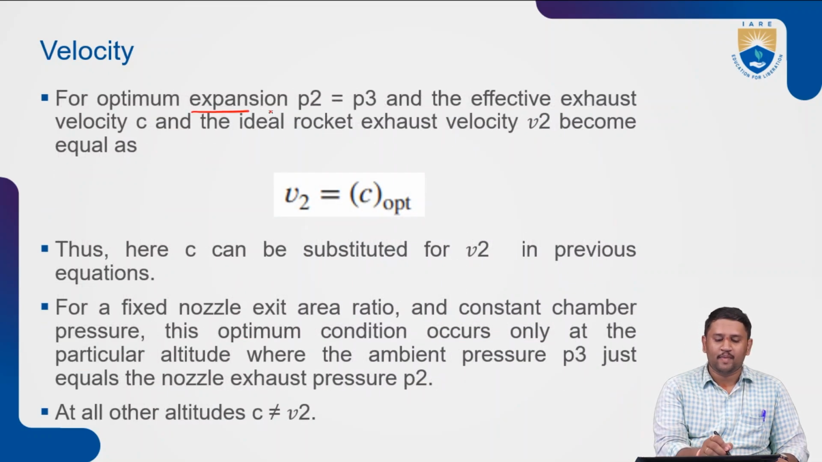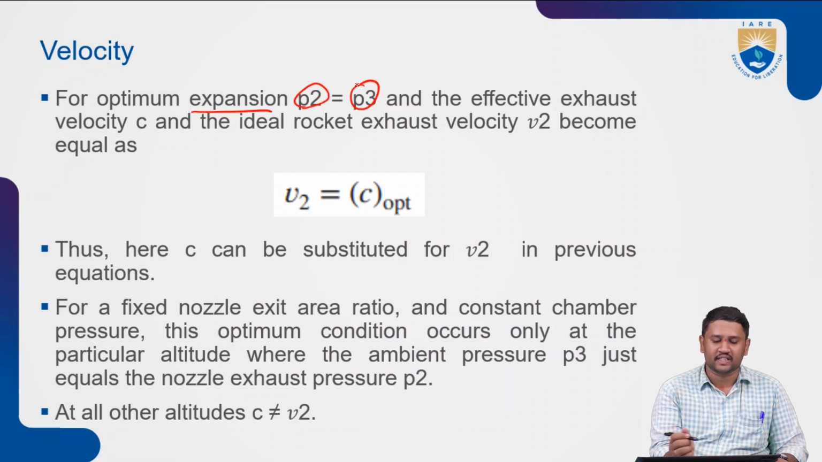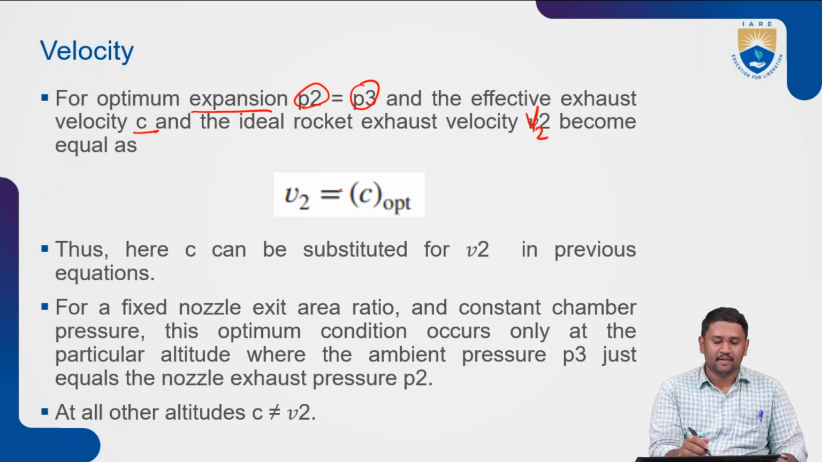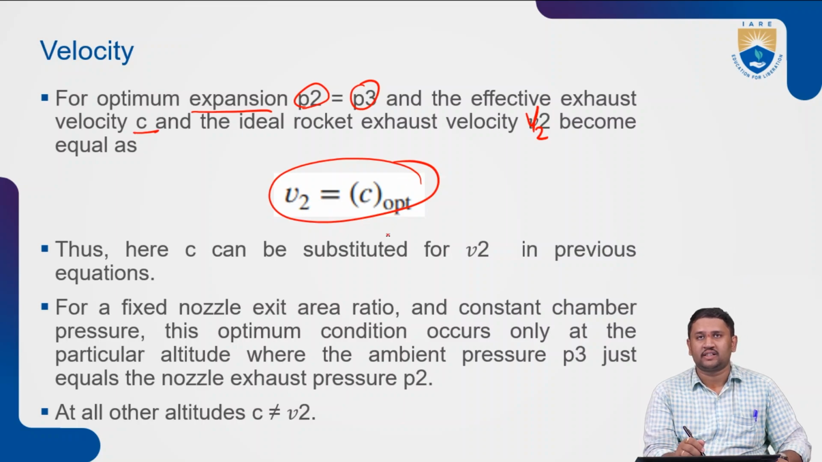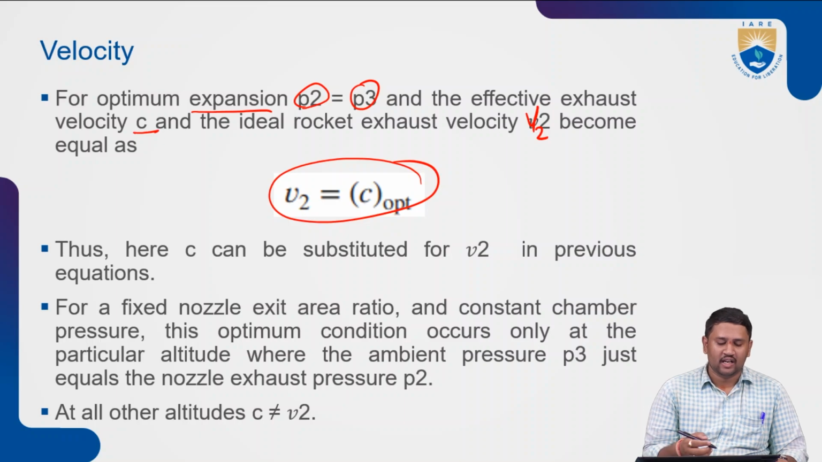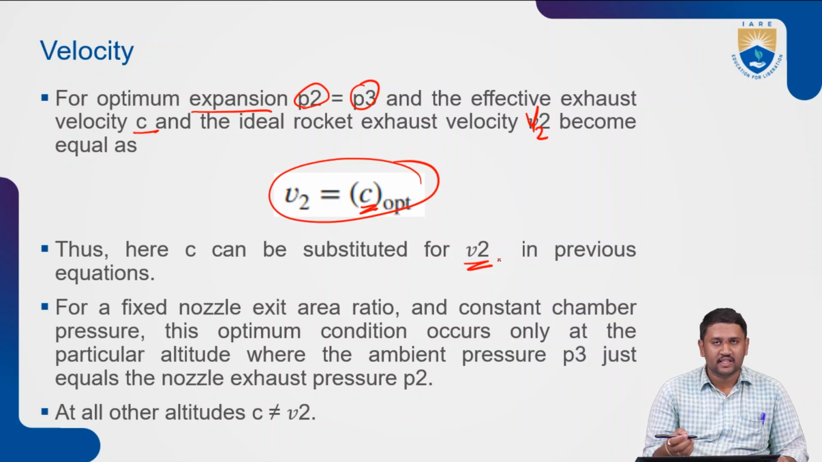Now, for optimum expansion of nozzles, what we are considering is basically P2 equals P3, where the effective exhaust velocity C and the ideal rocket exhaust velocity V2 become equal, as V2 equals C optimal. C is nothing but the effective exhaust velocity at the optimal state. Now, substituting C for V2 in the previous equations, we will find out the result.